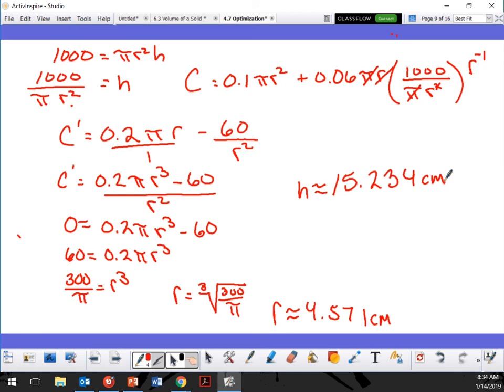So we have a volume of 1,000 cubic centimeters, a height of 15.234, and a radius of 4.571 centimeters. Not too bad, right? What was the hardest part of this? Figuring out the variables, setting it up, right?